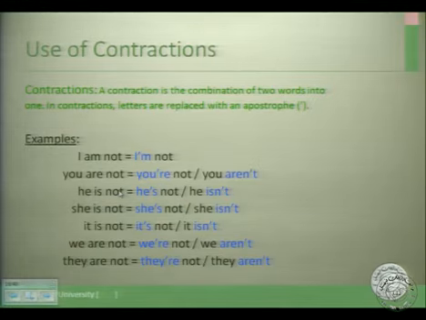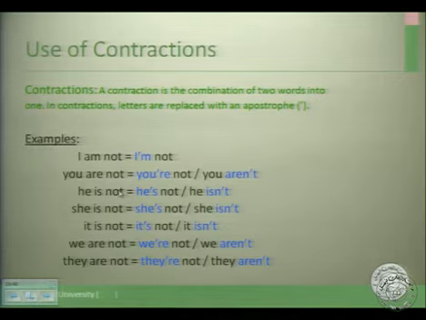Contractions. A contraction is the combination of two words into one. In contractions, letters are replaced with an apostrophe. It's like here, I am not becomes I'm not. You are not becomes you're not, or you aren't. All of these are called contracted forms.